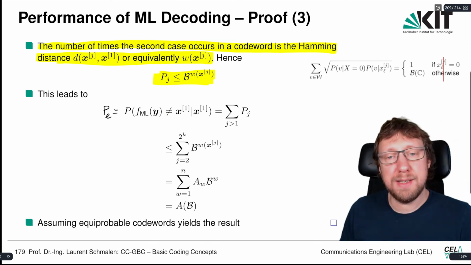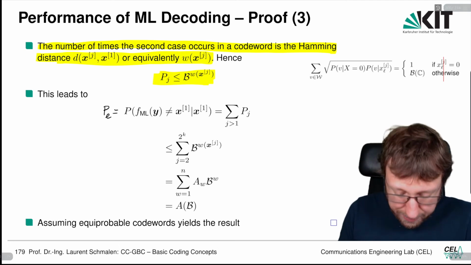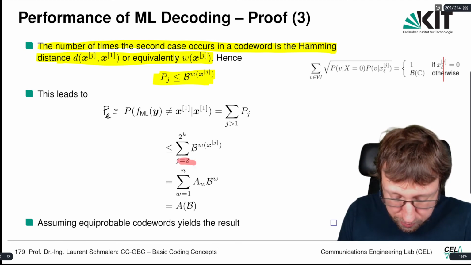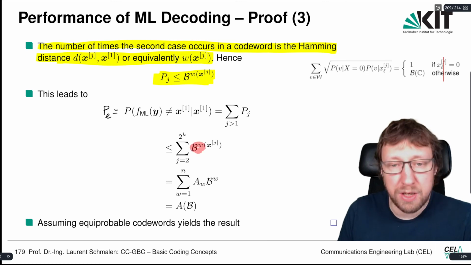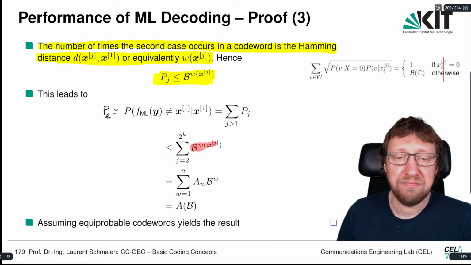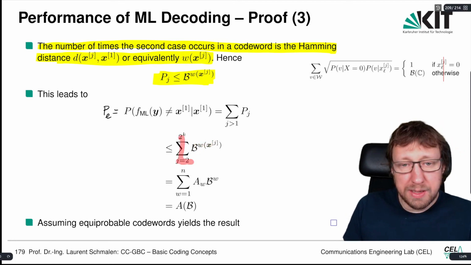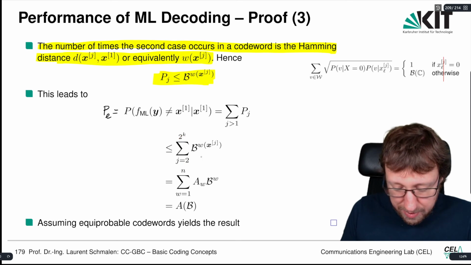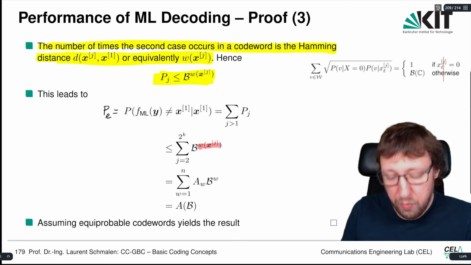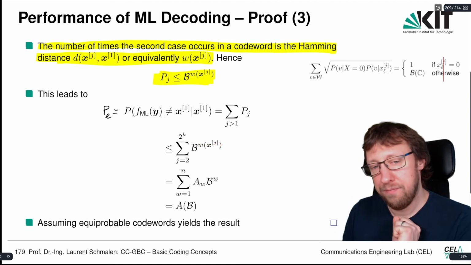That's equal to the sum over all Pj. And that's the sum from j equals 2 to 2 power k of the Bhattacharya parameter of the weight of xj. So now we have the sum over all code words. How often do we have a code word with weight w? Well, it's given by the weight enumerator.